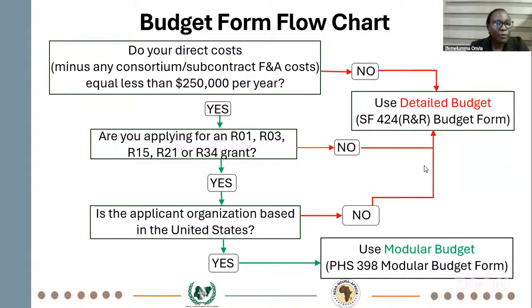This is a budget form flow chart. In this flow chart, there are situations. If your answer for any of these questions here is yes, then you can use a modular budget. But if for any reason your answer is no, then you are supposed to use a detailed budget, mostly for NIH funding.